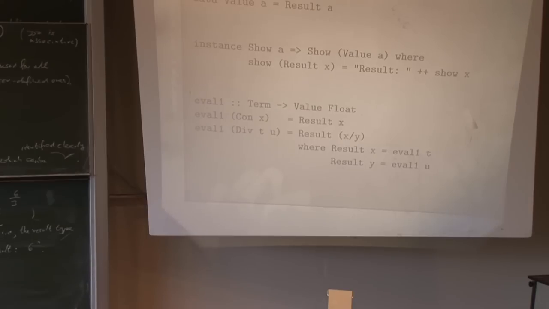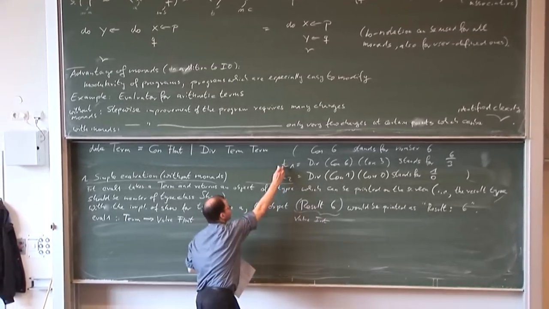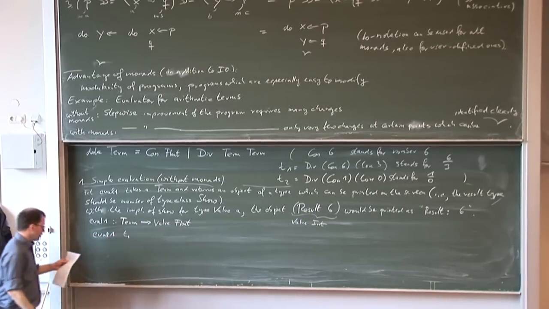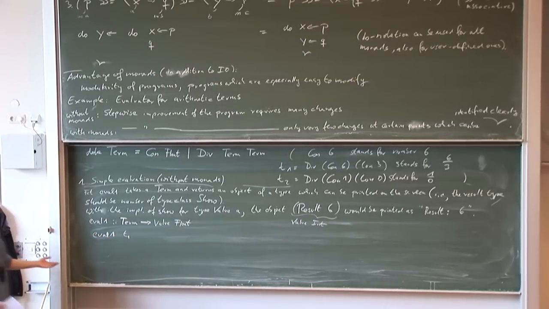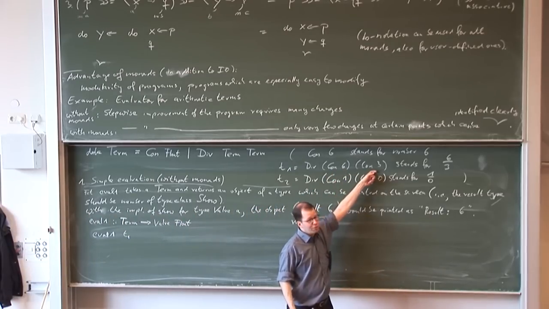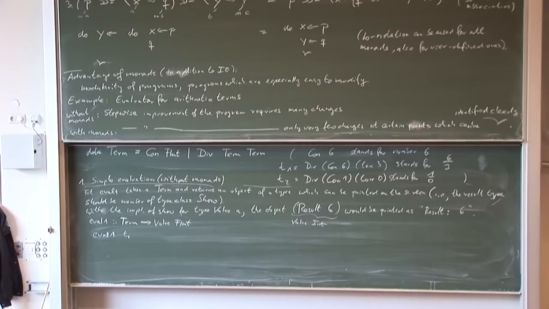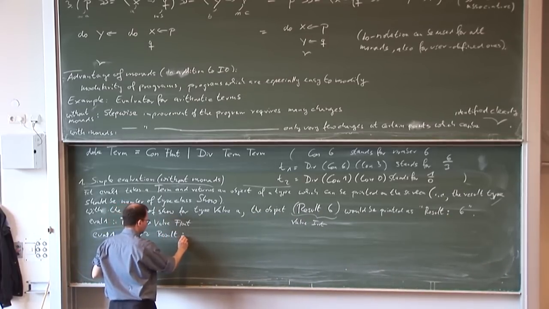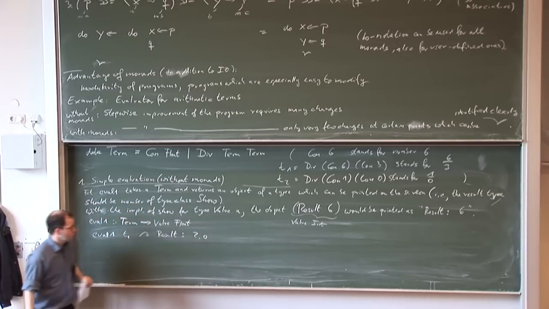So let's look at an example. If T1 is this term, and I call eval1 T1, then what will happen? Well, first con6 will be evaluated. This gives us result 6. Then con3 will be evaluated. This gives us result 3. Then 6 will be divided by 3, which gives us 2. And then we get back the result of 6 divided by 3. So in other words, we get back result 2. So on the screen, we will see result colon 2.0. 2.0 because this is a float.